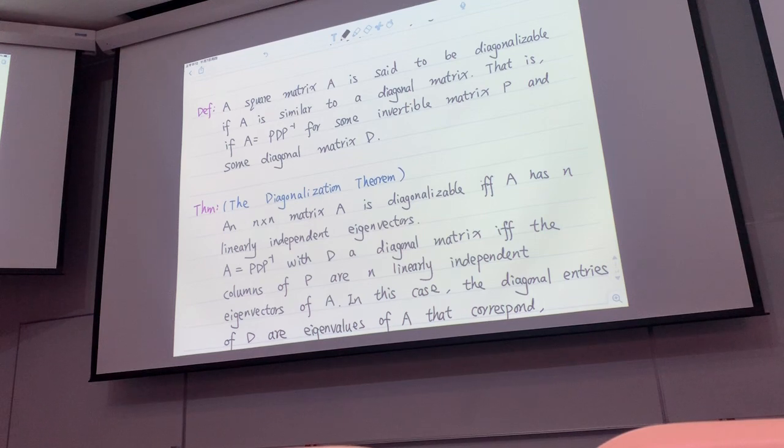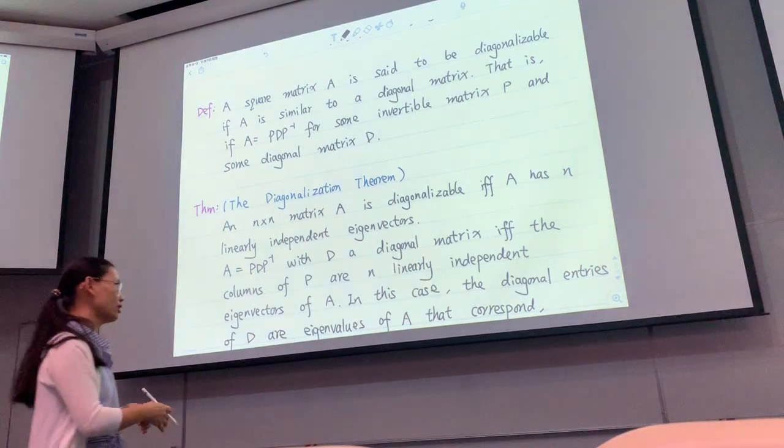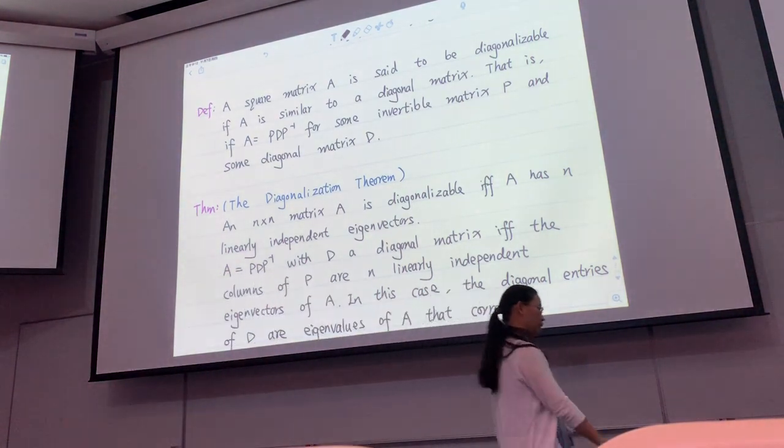How to construct them? It's very simple. The matrix P has those eigenvectors as its columns. Because those eigenvectors are linearly independent, P is invertible. That makes sense? And what are the diagonal elements? They are the corresponding eigenvalues. So I will give an explanation now.